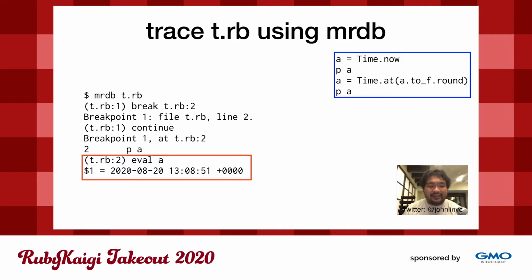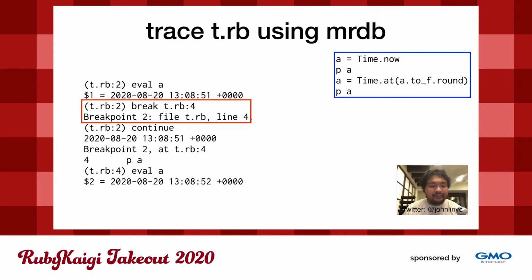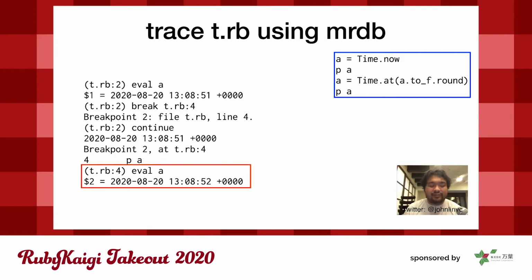We can see it's 13851. And then we try to break at line 4, and then we do continue. Here we try to get the modified value of a using eval. We can see here it is 13852, which is different from 13851.